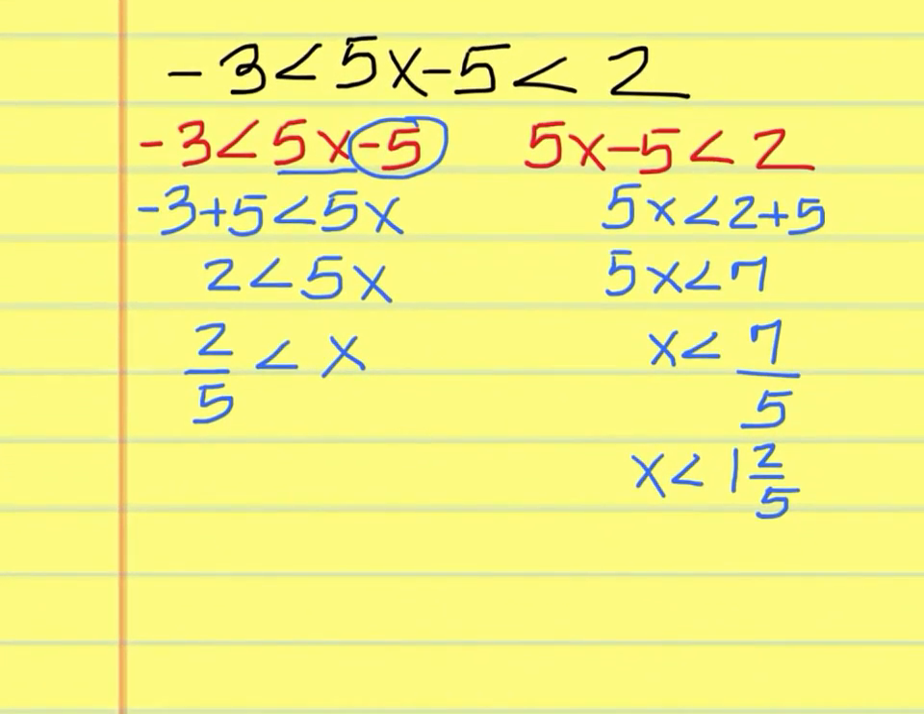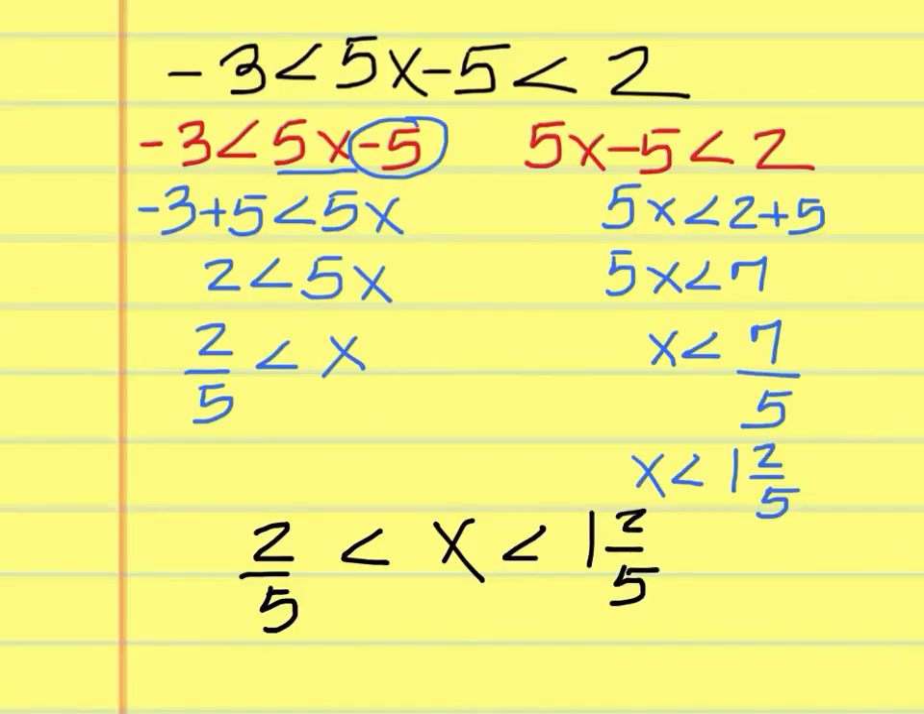To express the final answer, you must put this back together, in which you have x in the middle, the 2/5 is on the left, keep the sign the same, and then on the right side you have less than 1 2/5. What this means is x is between these two numbers. It's greater than 2/5 and less than 1 2/5.